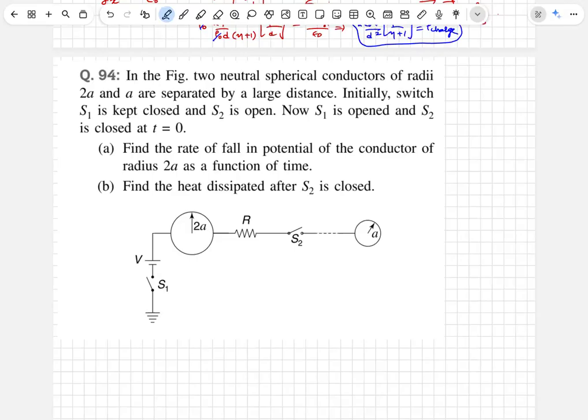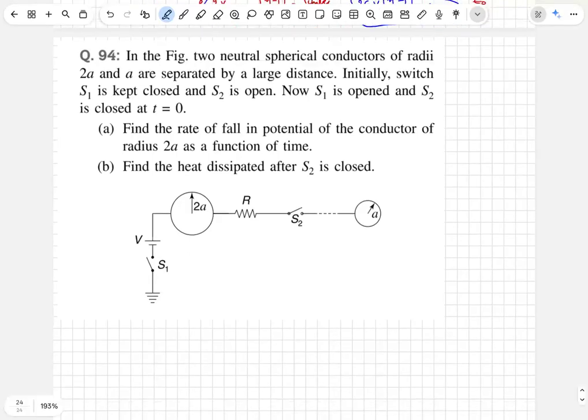You have two neutral spherical conductors of radii 2a and a respectively, separated by a large distance. Initially, switch S1 is closed, kept closed, and S2 is open. Obviously, you are charging the first capacitor. I'll call this C1. I will call this C2. C2 is 4 pi epsilon naught a. C1 is 8 pi epsilon naught a. Any doubts?